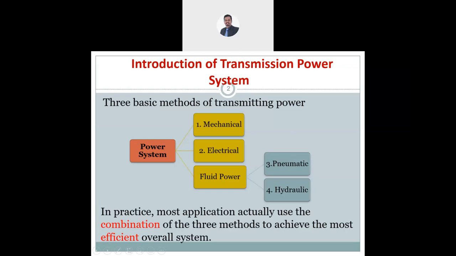Okay, so we will start. I hope you all are ready. I already put the lecture notes in Google Classroom. You can get the lecture notes from your Google Classroom. Okay, so we will start with the introduction to power transmission systems. Three basic methods of transmitting power.